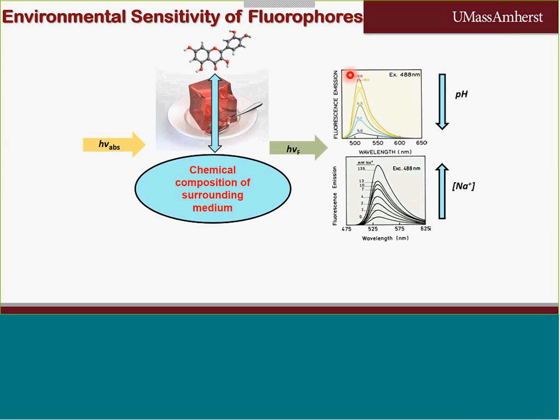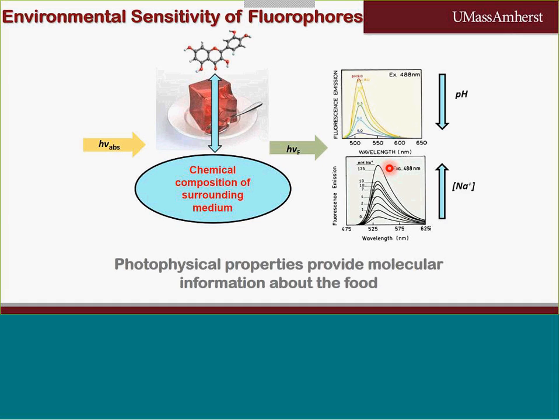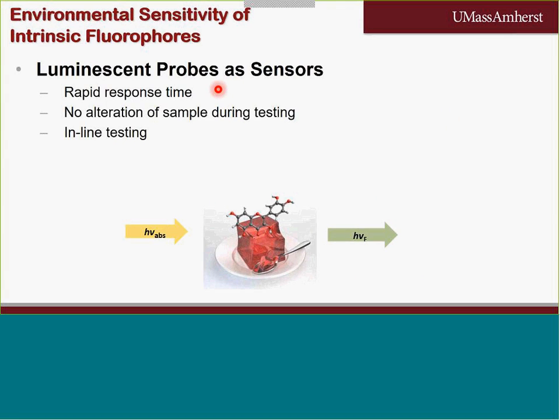You can see that this particular fluorophore is sensitive to the pH of the environment: at pH 9, its emission intensity is much higher than when it is exposed to pH 5. Regarding the presence of sodium ions, this fluorophore is also sensitive to their concentration. So basically, the photophysical properties provide molecular information about the food. They do it with rapid response time, with no alteration of the sample during testing, while also allowing in-line testing.